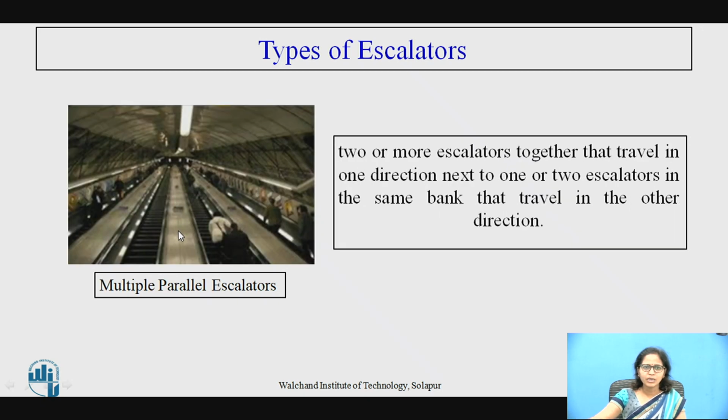Next is the multiple parallel escalators, as there are multiple escalators used and they are parallel. That is, two or more escalators together travel in one direction, next to one or two escalators in the same bank that travel in the other direction. So here you can see they are traveling in the same direction, so they are called multiple, more than one or two escalators.